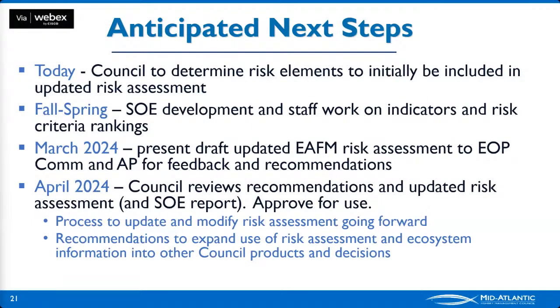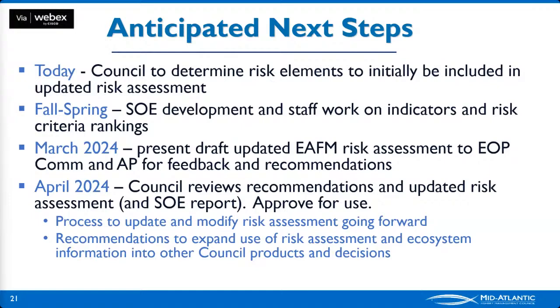So where do we go? Today it's really for the council to determine what risk elements we want to include in the revised risk assessment. That's what I just stepped through in terms of the committee and AP recommendations. They're recommending 28 risk elements be included, parking lot some of them and deleting some of the other ones, but looking for the council to either support those recommendations or modify them in regards to what we should include in an updated risk assessment.